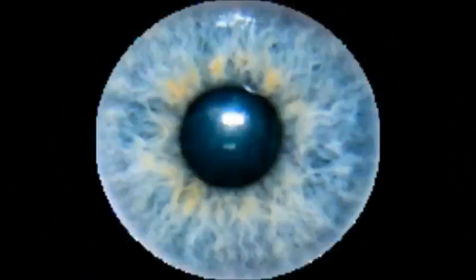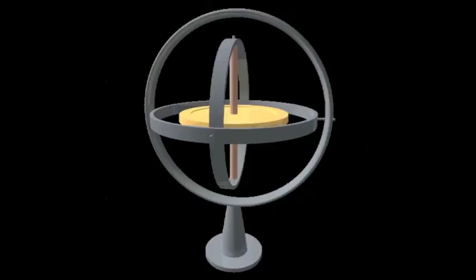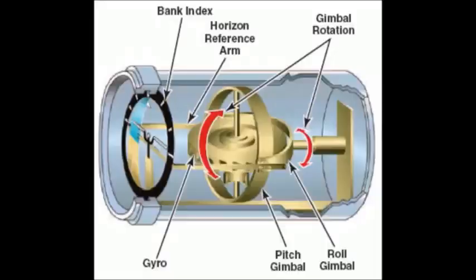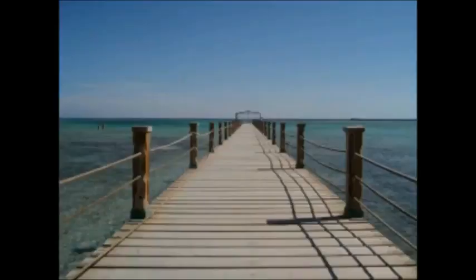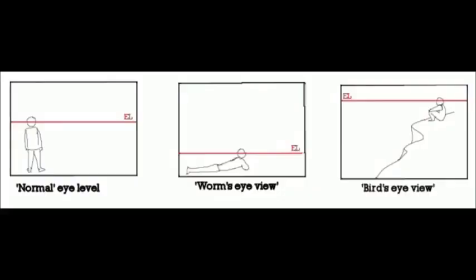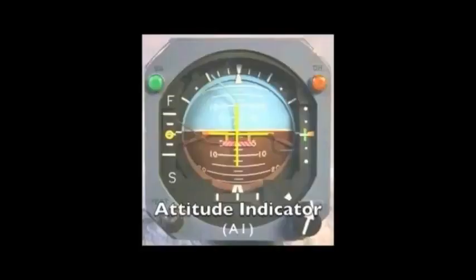Today I want to talk about the awesome fact that our eyes are actually mini gyroscopes, or more specifically, our own built-in attitude indicators, just like on an airplane. Our eyes work in conjunction with the horizon, which is rendered by each person's eyes depending on his or her height and altitude. The horizon rendered by our eyes acts just like the horizon reference arm of a plane's attitude indicator, also known as the artificial horizon.